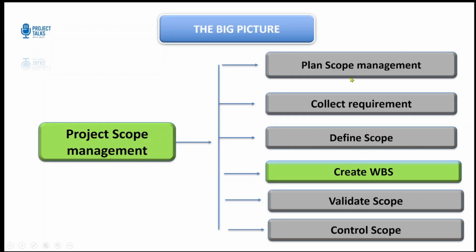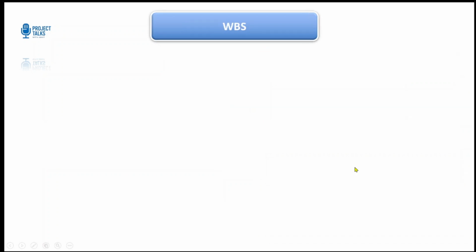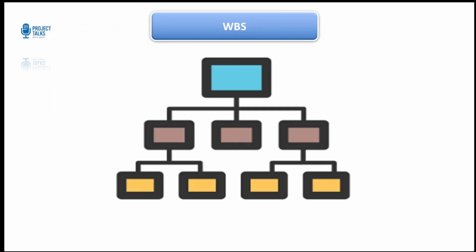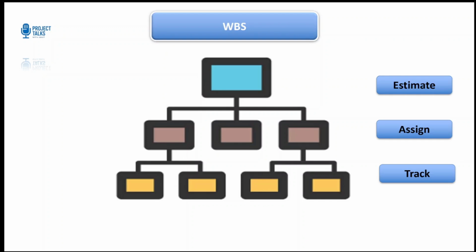All right. So, we have already discussed plan scope management, collect requirements, define scope. Let's get to create WBS. WBS is where the planning turns visual. WBS is basically a decomposition of the total project work into smaller, manageable components called work packages. The goal is simple: break big deliverables into pieces small enough to estimate, assign, and track.